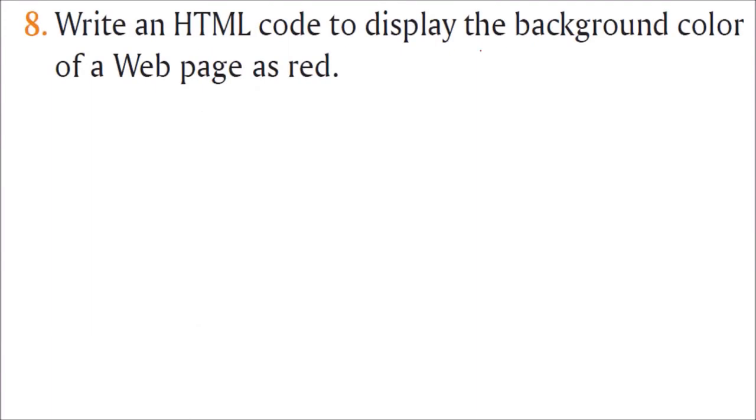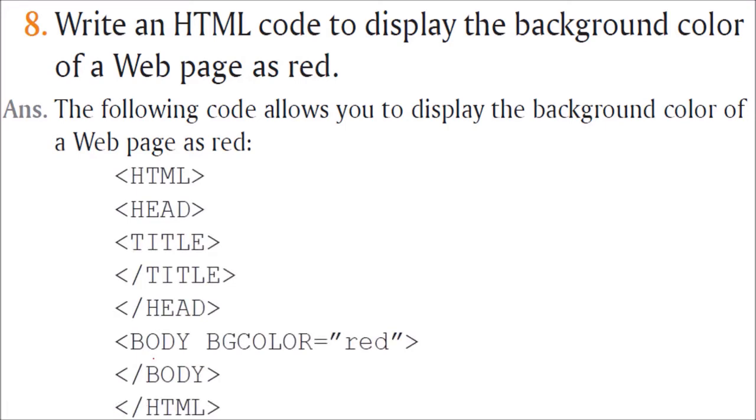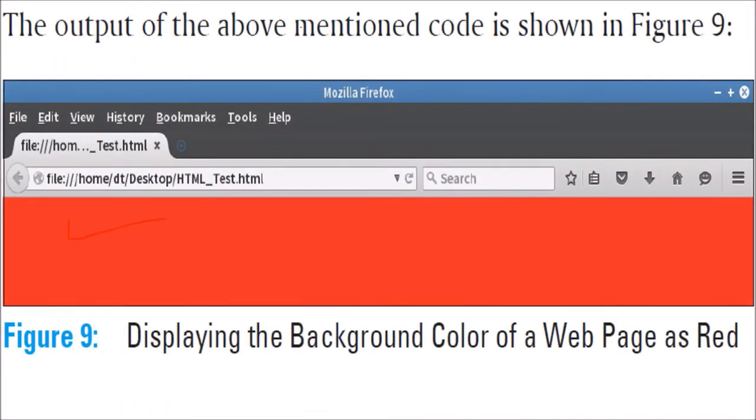Write an HTML code to display the background color of a web page as red. When you want to color the whole background red, you have to go to the body tag. Inside your body tag, give bgcolor equal to red, and then end the body. You can write content inside it, but the whole body will be colored red. So this is the output. All the color will be red.